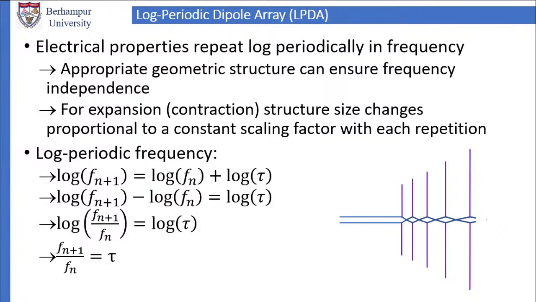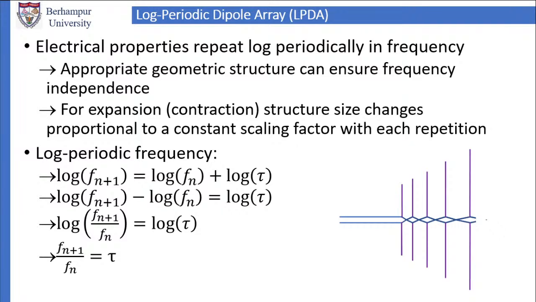When we say it is log periodic in frequency, what is log periodic in frequency? So that will be like this: log of fn plus 1. So fn is the nth frequency, fn plus 1 is the n plus 1th frequency. That will be equal to log of fn, so fn frequency, plus log tau. Tau is a constant. So log of fn plus log tau. So that gives you the periodicity, log tau for periodicity. So every log tau it will change.